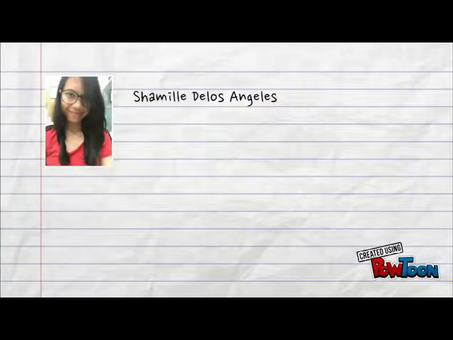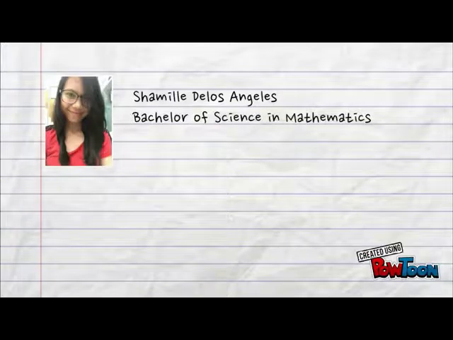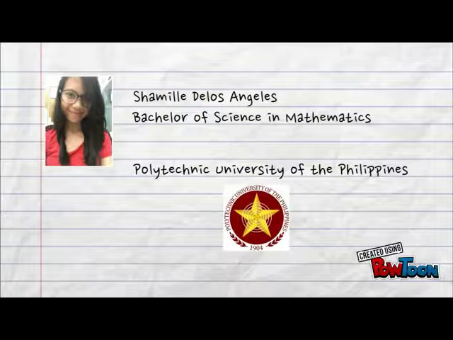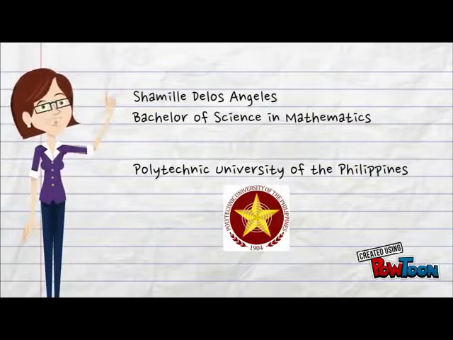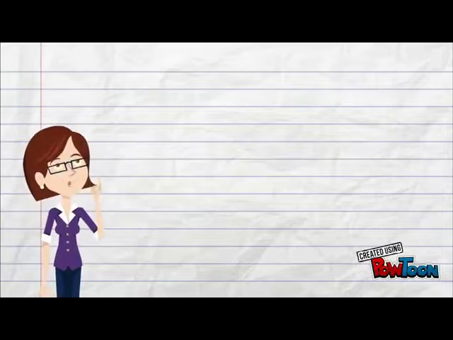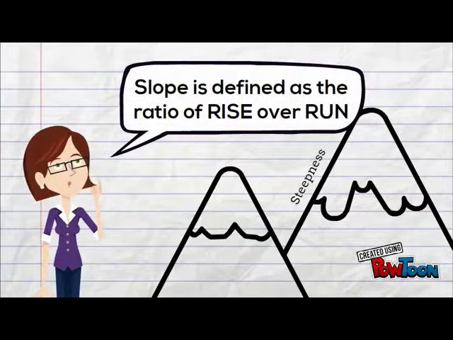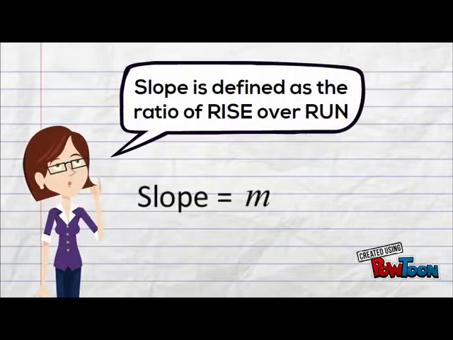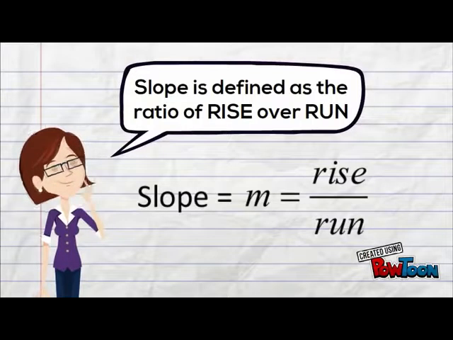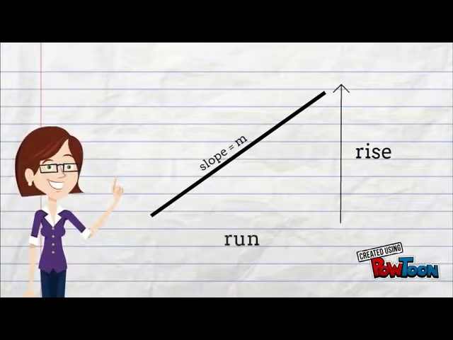Hi, I'm Shamil de Los Angeles. I am a BS Mathematics student from Polytechnic University of the Philippines. This time, we will learn how to find slope. From the previous discussion, slope is a number that measures the steepness. The value of the slope is defined as the ratio of rise over run, and is denoted by m. Thus, the formula for slope is m equals rise over run, where the rise is the height and the run is the width.